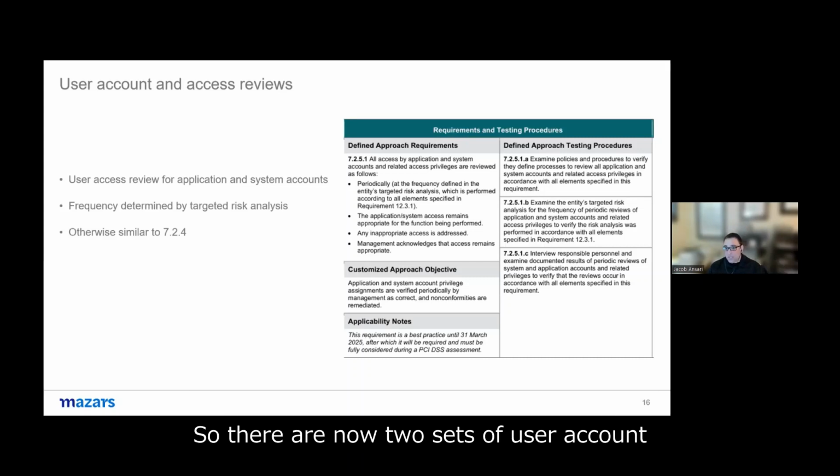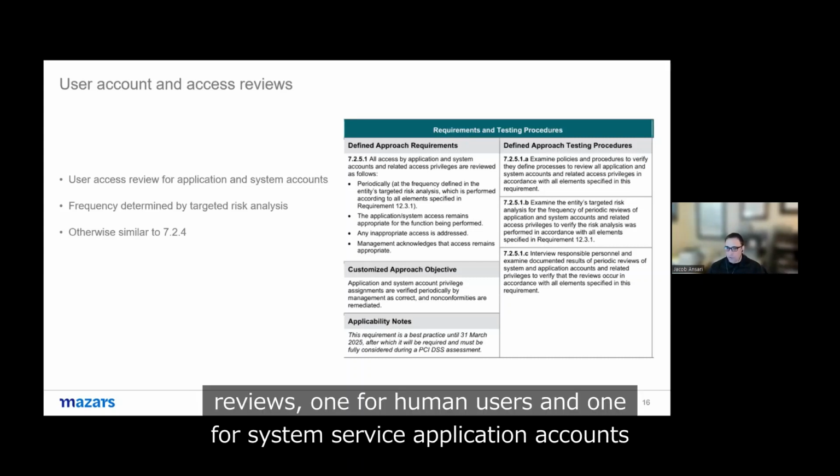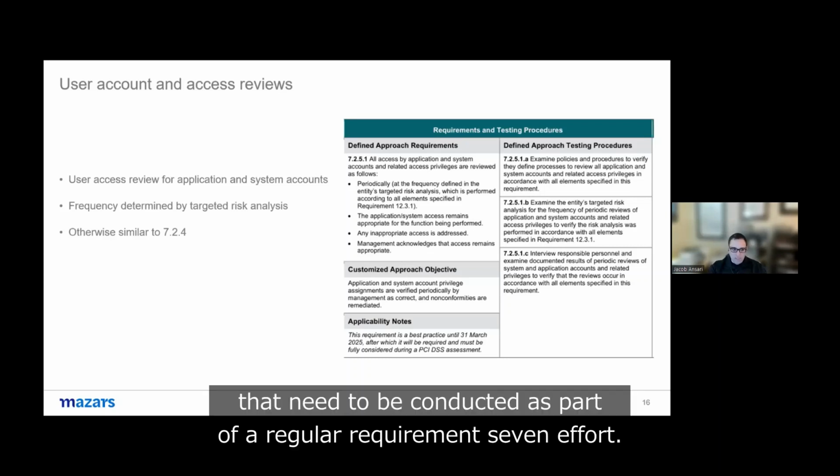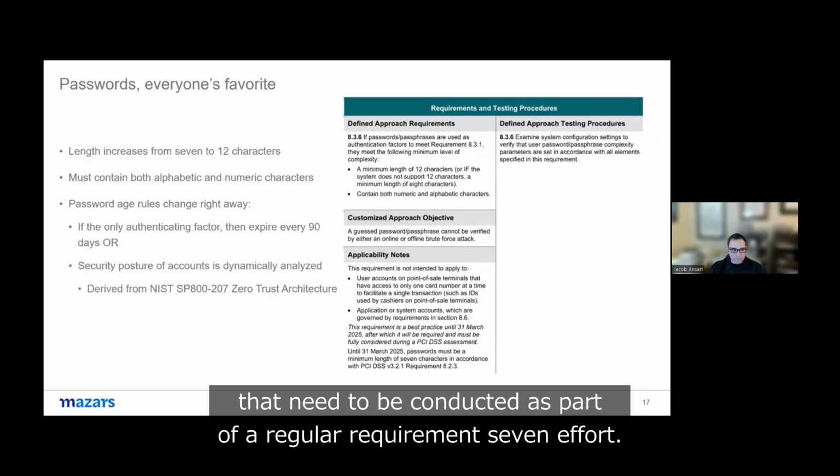So there are now two sets of user account reviews, right? One for human users and one for system, service, and application accounts, that need to be conducted as part of a regular requirement 7 effort.